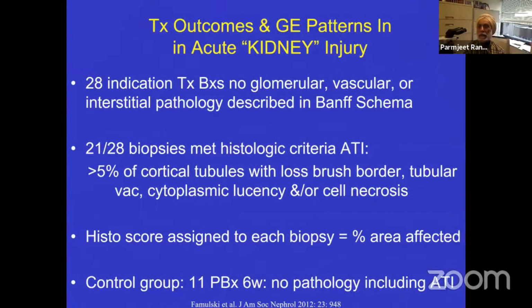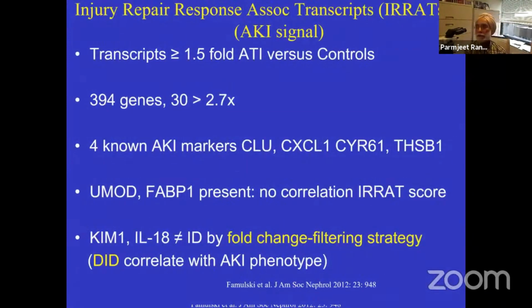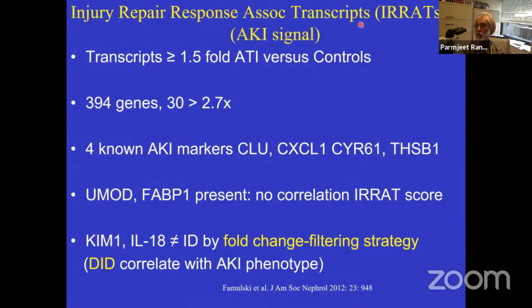So I will briefly mention some studies in acute kidney injury. Again, from Halloran's group, there is a study where they had 28 biopsies with ATN graded by histology. They were able to find so-called injury repair response transcripts, or IRATs. It's also called acute kidney injury. These were done by finding out the fold change and finding the top 30 expressed genes.